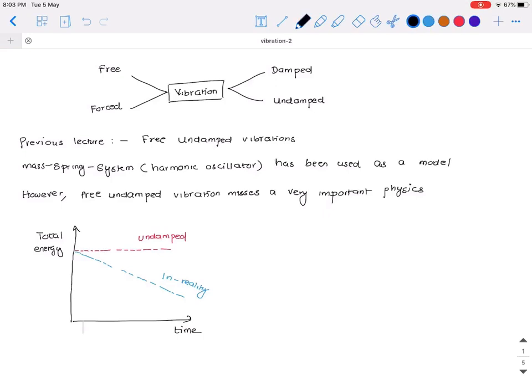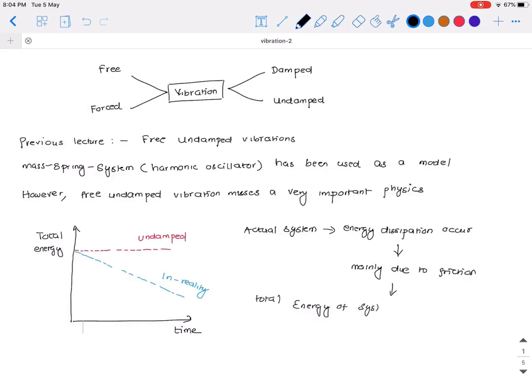So in a real system, in the actual system, energy dissipation occurs. Okay, this is mainly due to friction, and as a result, energy decays with time. So the total energy of the system decays with time. Okay, this is what is going to happen in reality.